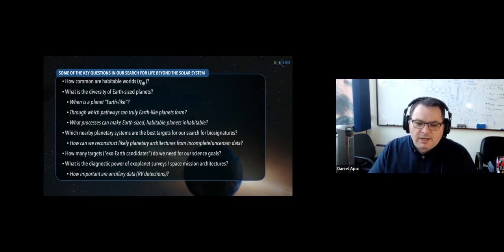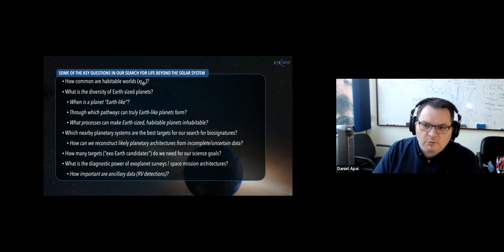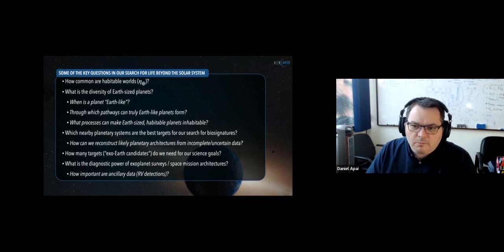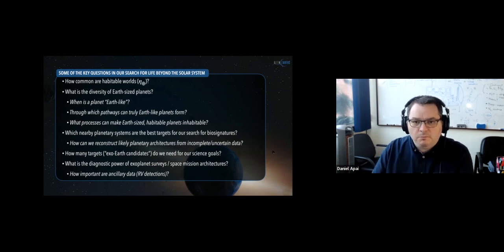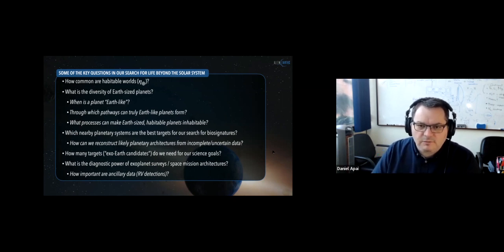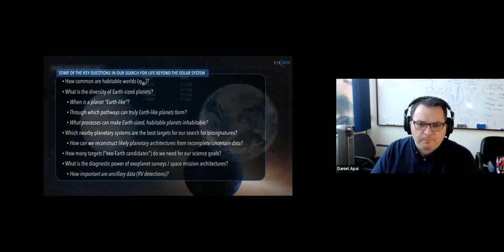And what is the diagnostic power of an exoplanet survey and space mission architecture as a function of the targets we select, the kind of data that we collect, the kind of ancillary data that we have at our disposal when we are interpreting the data? These are really important questions, I think, that will probably have major impact on the telescopes and mission designs that we end up with really building.